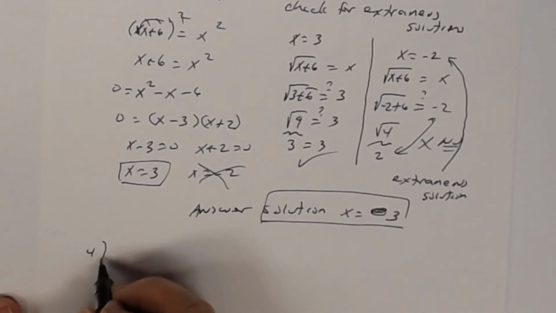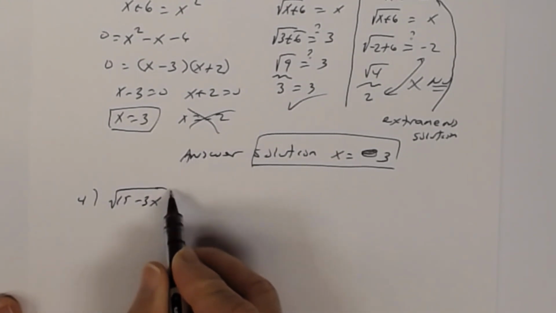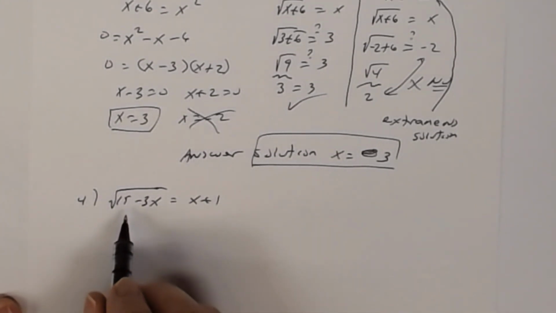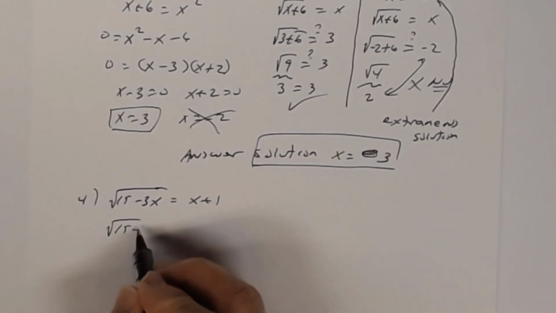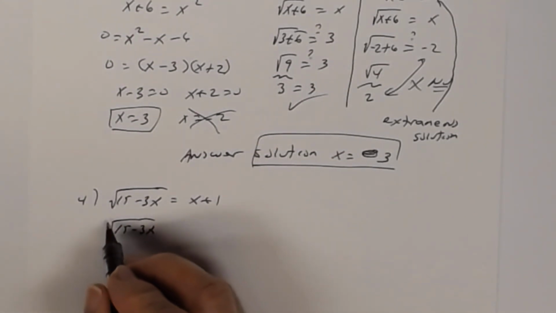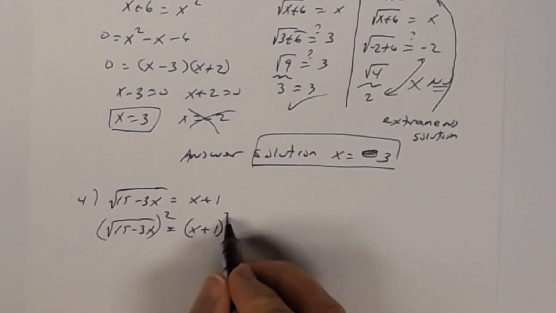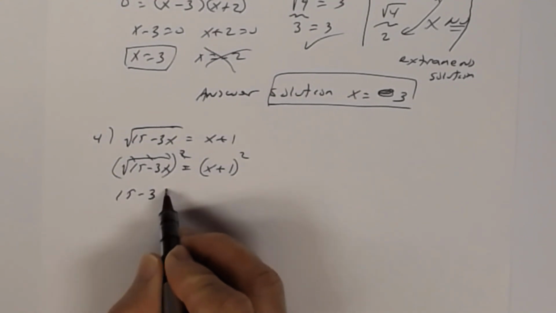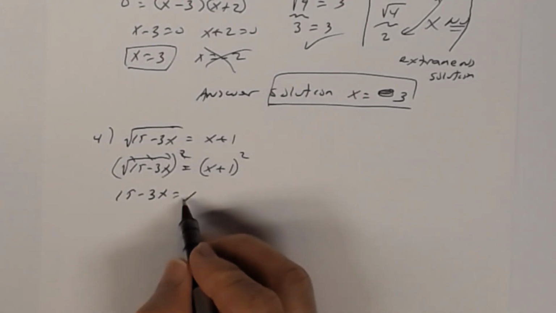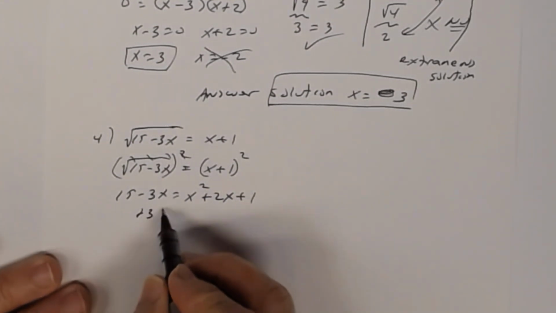All right, number 4. We have the square root of 15 minus 3x equal x plus 1. Again, the radical is by itself, so I'm going to raise both sides to a power equal to the index. Since I'm taking the square root, the index is 2, so I'm going to square both sides. The square and the square root undo each other. So I get 15 minus 3x equal, and when I square this binomial, x squared plus 2x plus 1.